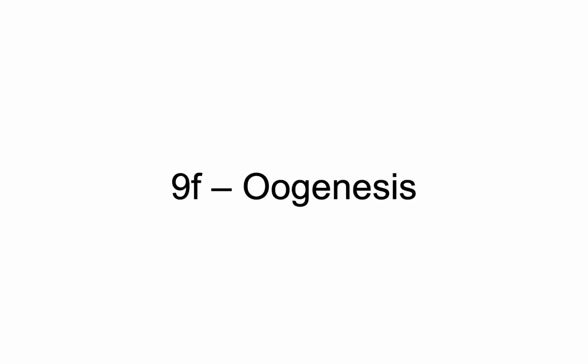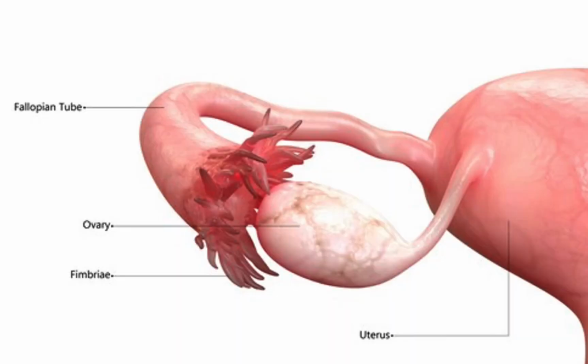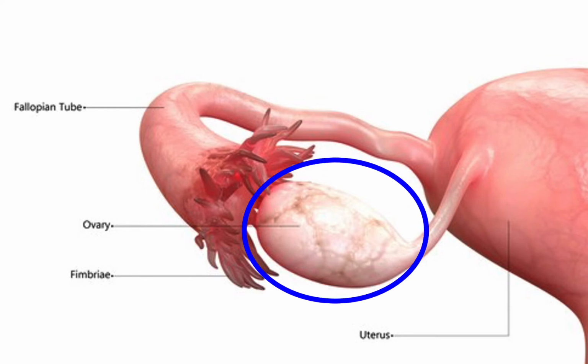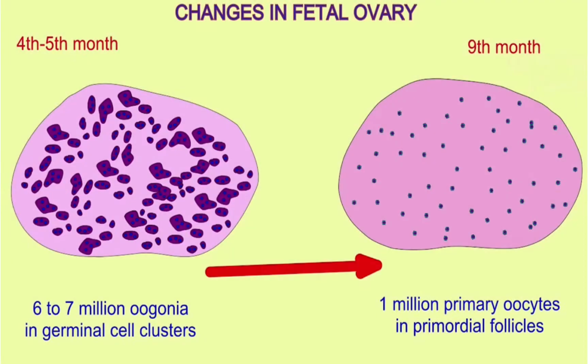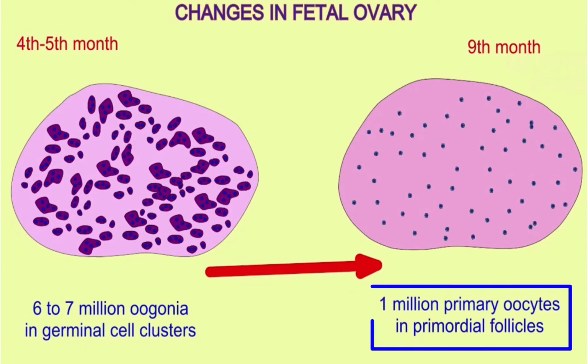Lesson 9F, oogenesis. Oogenesis is a process of ova or egg formation that occurs in the female gonads called the ovaries. When a female is just a fetus, she will develop millions of oogonia, or mother egg cells, via a process called mitosis. Once she is born, she will have approximately 400,000 immature eggs called primary oocytes.